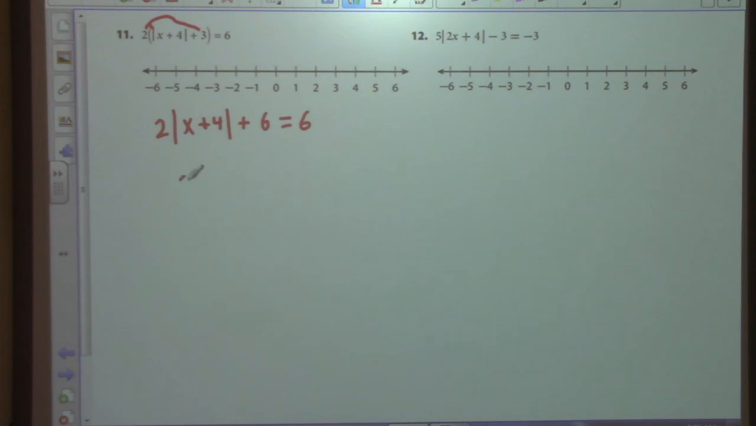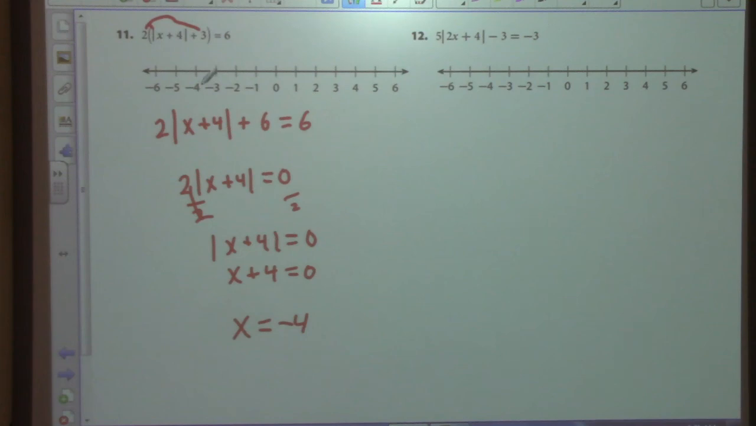So you get 2 equals 0. So how many solutions do we have here? 1, and our answer is x equals... it should be -4, because you divide by 2, right? And so you get absolute value of x plus 4 equals 0, which is x plus 4 equals 0. So that's x equals -4.